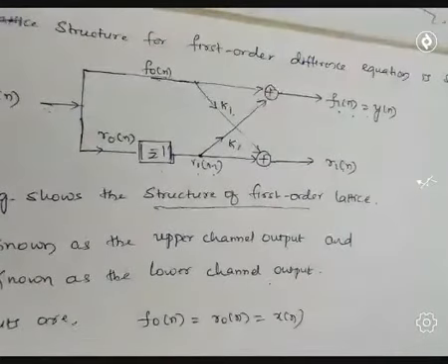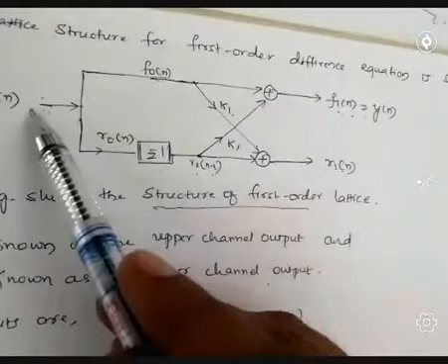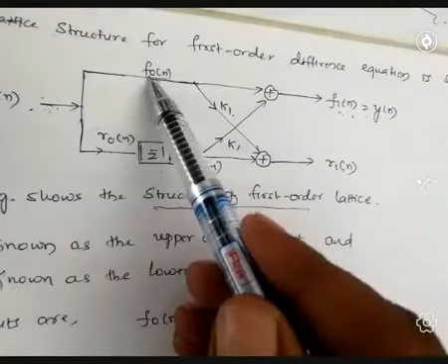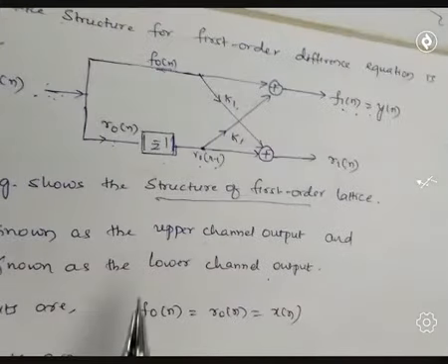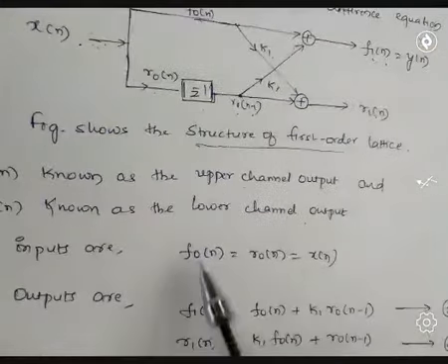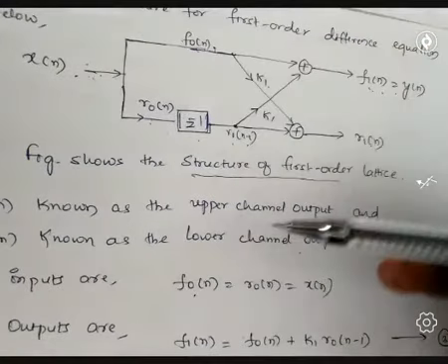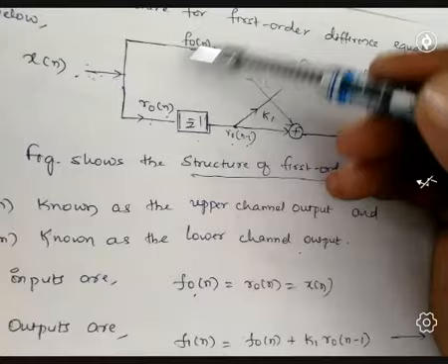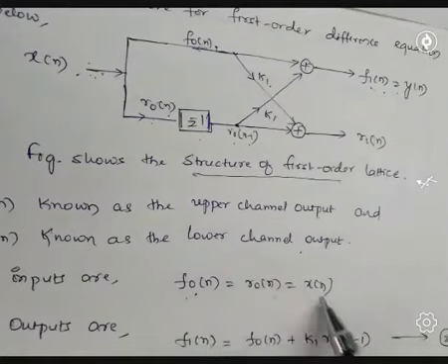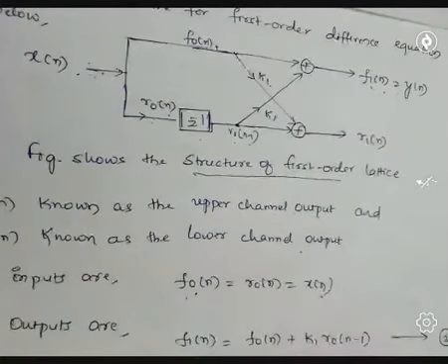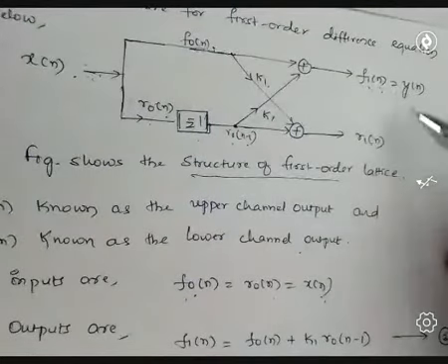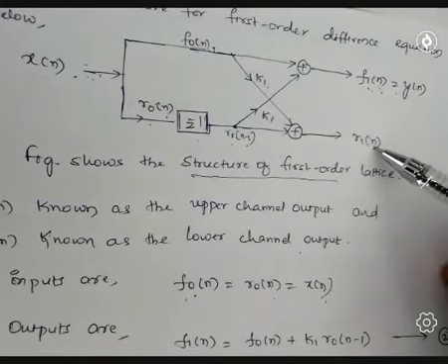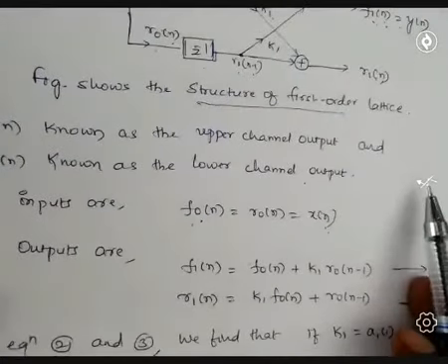Let us say the inputs are what? In this case, x(n) is the input, given to the upper channel as f_0(n) and to the lower channel as r_0(n). So f_0(n) equal to r_0(n) equal to x(n). These are the inputs. What about outputs? We are getting two outputs: the upper channel output is f_1(n), that is y(n), and the lower channel output is r_1(n).